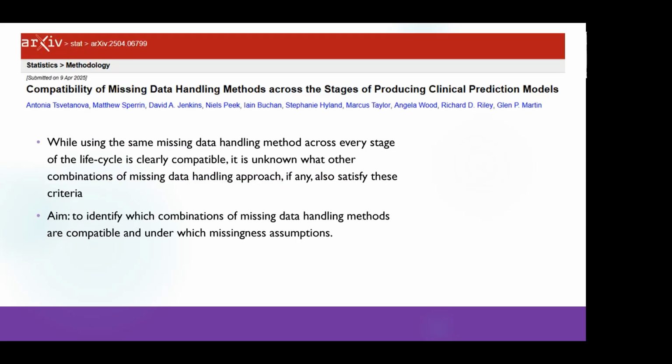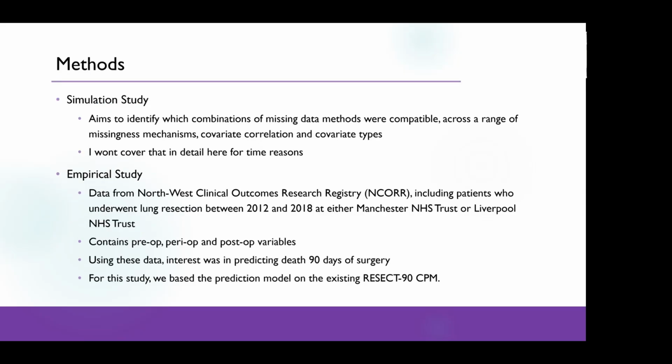So this paper is pre-printed, currently under review with Statistics in Medicine. It looked at trying to identify which combinations of missing data handler methods achieve those two principles on the prior slide. And the way we did that was through both a simulation study and an empirical study. For the interests of time and broad audience, I'm not going to talk about the simulation study in too much detail. Read the paper if you're interested, I guess. But what I will talk about is the empirical study.